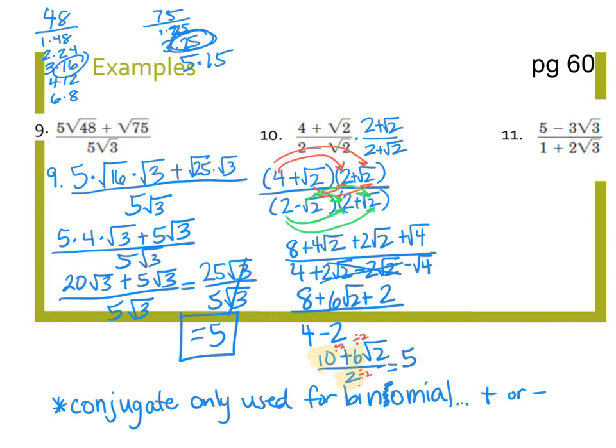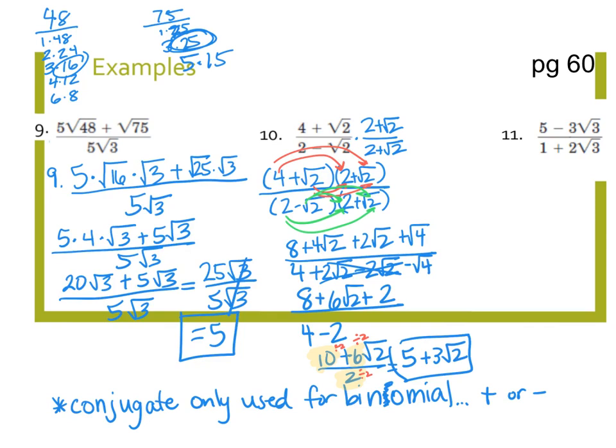10 divided by 2 is 5. 6 divided by 2 is 3. Keep your square root of 2. 2 divided by 2 is 1, but I don't need that 1, so I'm going to erase it. And so my answer is 5 plus 3 square root of 2.